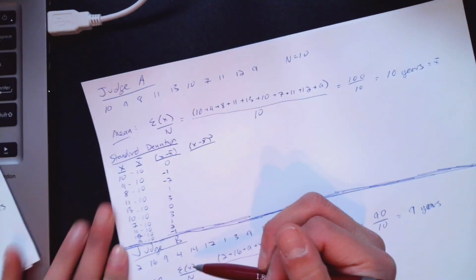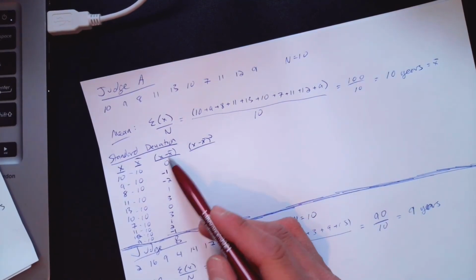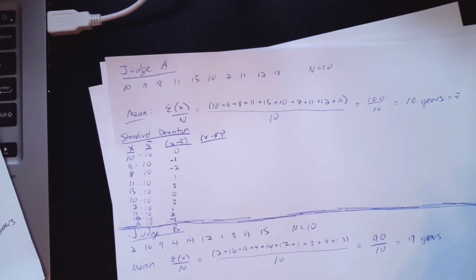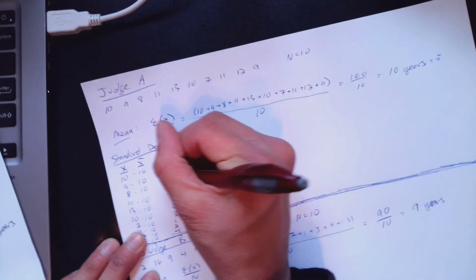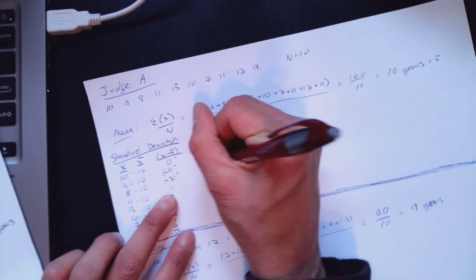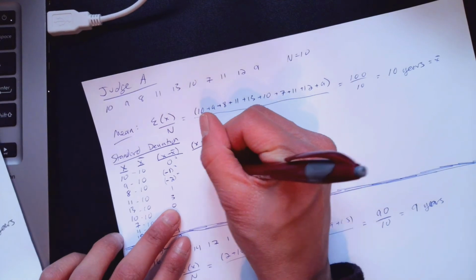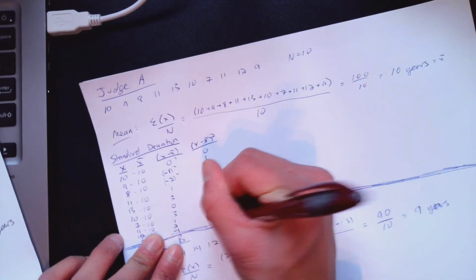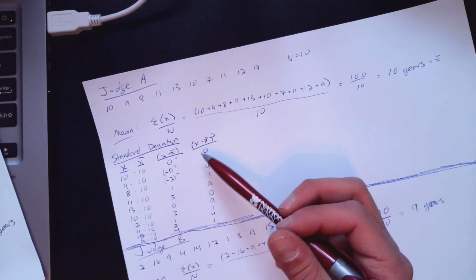The next thing we want to do to find the standard deviation is to square each of our deviations. So here we're going to be taking each of these deviations and squaring it. So here, 0 squared is still 0, -1 squared becomes 1, -2 squared becomes 4, and so on down the line. So again, each of these values are our deviations squared.